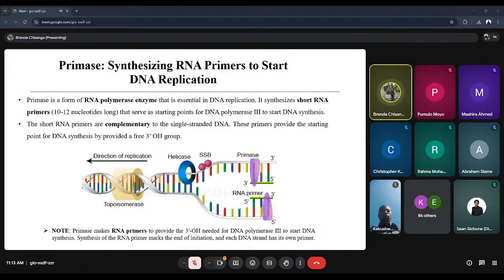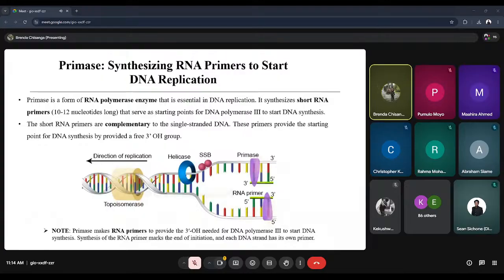A primer in DNA is a short segment of nucleotides that provides a free, and when I say free, you know what I mean, free 3 prime OH group that DNA polymerase 3 can use to join a new nucleotide.